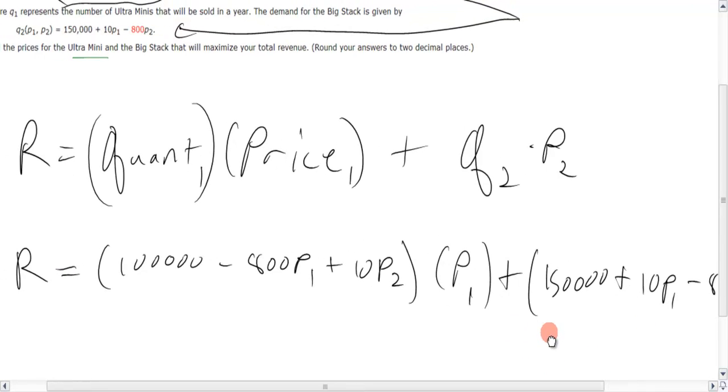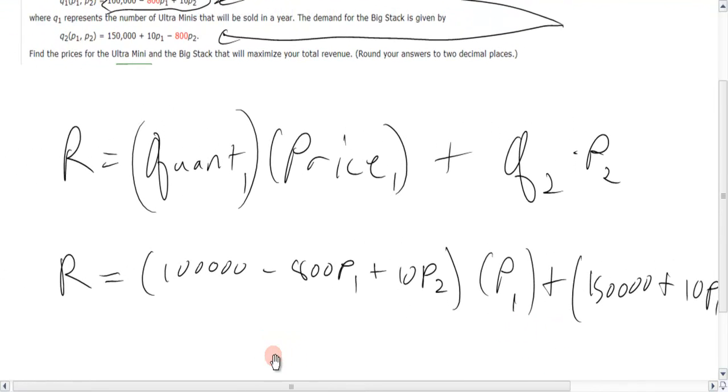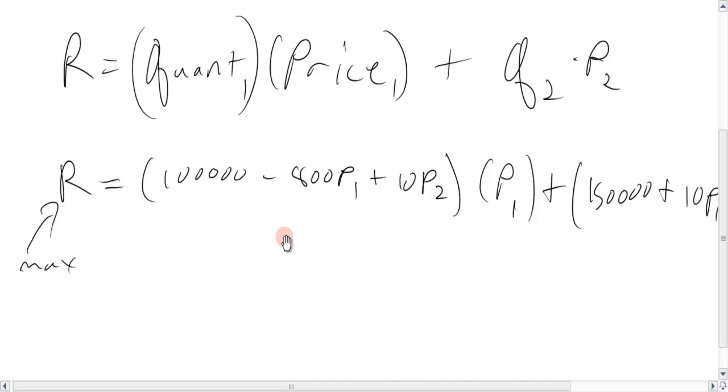So now the question says it wants us to find the prices for the Ultra Mini and Big Stack that will maximize your total revenue. So we want to maximize this. How are we going to do that? Well, there's where derivatives come in. So if our goal is to maximize this, we're going to find the partial derivatives in both directions.